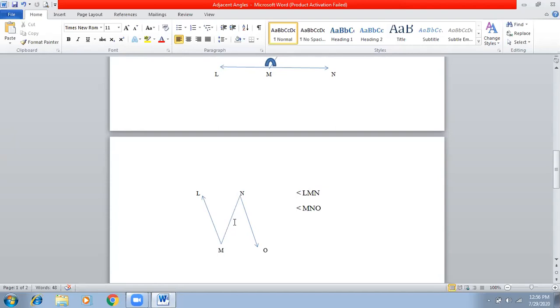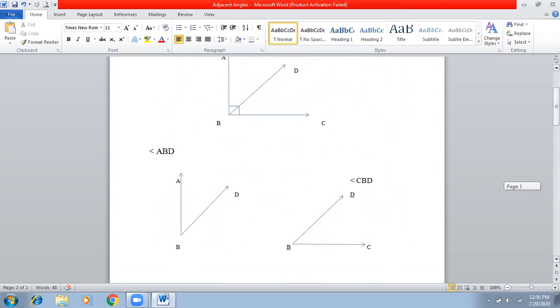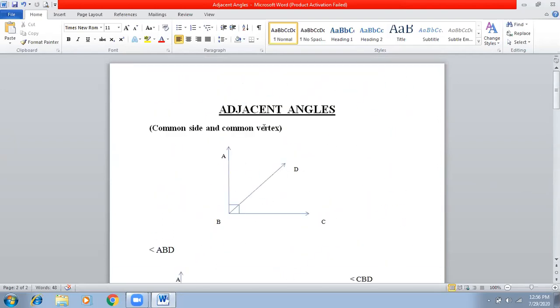Now we check the vertex. Here the vertex is N, but here the vertex is M. The middle letter here is M, here is N. Although they have a common side, they don't have a common vertex. So these are not adjacent angles. And I told you what adjacent angles are: adjacent angles are those angles which have a common side and a common vertex. Students, is it clear about adjacent angles?